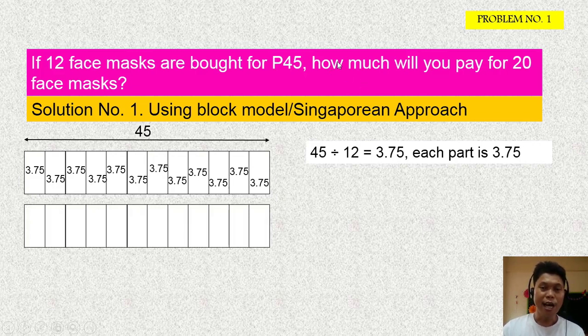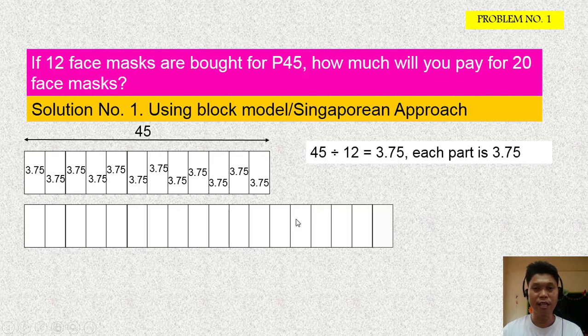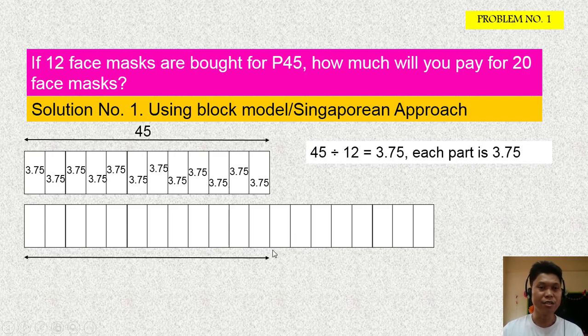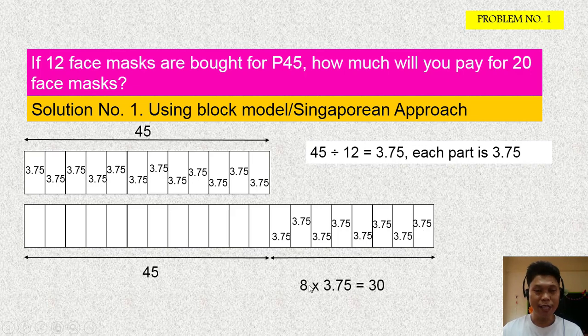And then, how much will you pay for 20 face masks? So, kung 12 na yan, dadagdagan lang natin ng 8. So, 12, 13, 14, 15, 16, 17, 18, 19, and 20. And from here going to here, it is 45. Ang question ngayon is, how about from here going to here? Yung kumbaga 8 additional tiles. So, ang gagawin natin, since this is 3.75, lahat yan 3.75 na. So, 3.75 rin yan. Pantay kasi sila.